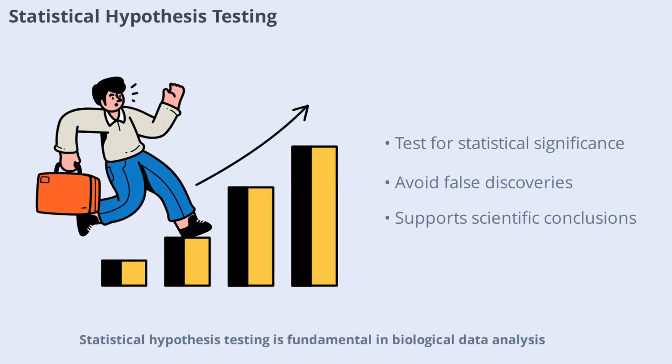Statistical hypothesis testing is fundamental in biological data analysis. It allows researchers to determine whether observed patterns are statistically significant or likely due to chance. Common tests include t-tests, ANOVA, and chi-square tests. For example, you might use a t-test to compare gene expression between two conditions. Proper hypothesis testing helps avoid false discoveries and supports robust scientific conclusions. Next, we'll discuss how correlation and regression analysis uncover relationships in biological data.